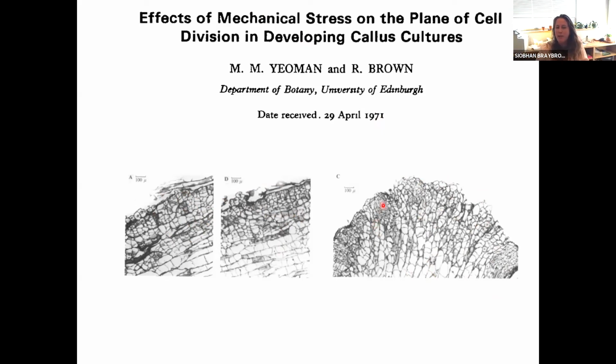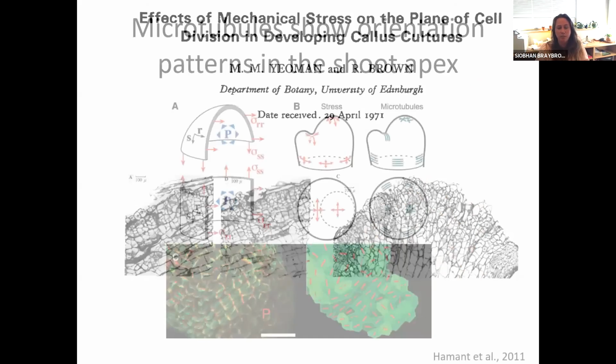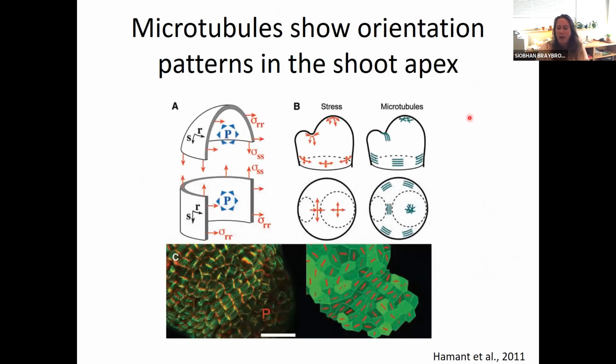And remember, it's not because the cells moved. It would have been that they divided in a way that responded to the mechanical stress around them. And that's what made people think maybe the cytoskeleton's involved, because it's involved in cell division. And so in a more modern experiment, people looked at that shoot apical meristem again. And they said, okay, let's look at microtubules, which you learned about from Ram. And let's see what microtubules look like with respect to the shape of a meristem.